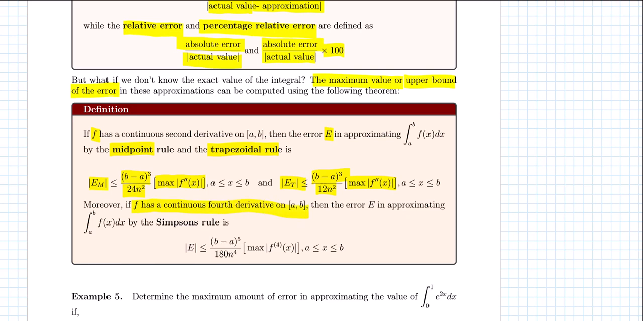The error for Simpson's rule is given by the following inequality. The absolute value of E is less than or equal to (b minus a) to the fifth over 180 times n to the fourth. You're going to multiply all of this times the maximum value of the fourth derivative of x. And this one again is on the closed interval from a to b. Now, these formulas look a little bit scary, but they're not going to be too bad, because I'm going to show you a nice way of thinking about how to handle the maximum values for the second derivative and the fourth derivative. So let's jump straight into an example.